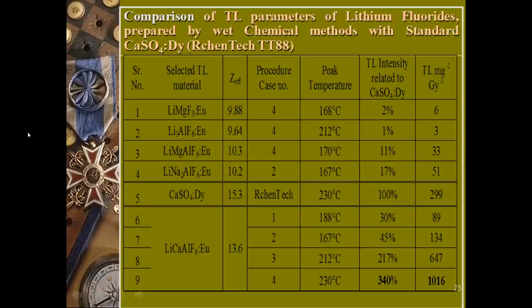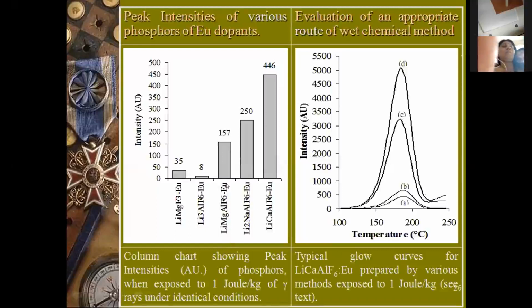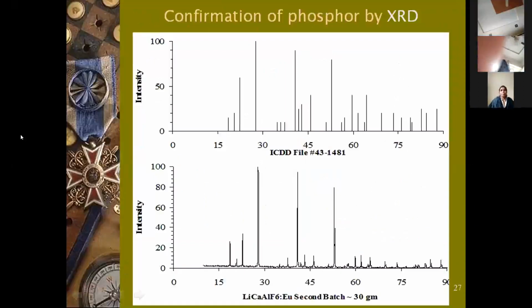So this is what this is LiCaF6, LiNaF6, LiMg, LiF, LiMgF3. See the performance of CaF6 and typical glow curves for LiCaF6 prepared by various methods exposed to one. Means A, B, C, D. This B is the fourth method, and we can get the best performance for the fourth one. This is for confirmation.